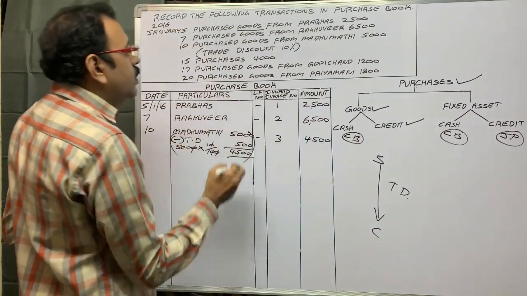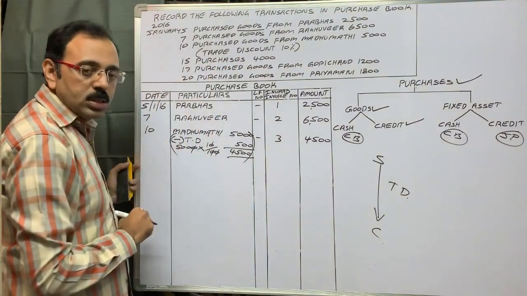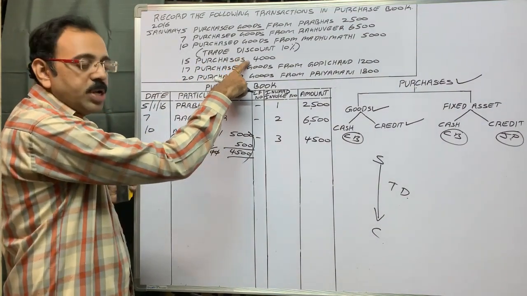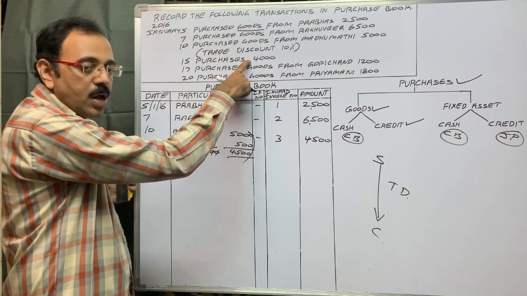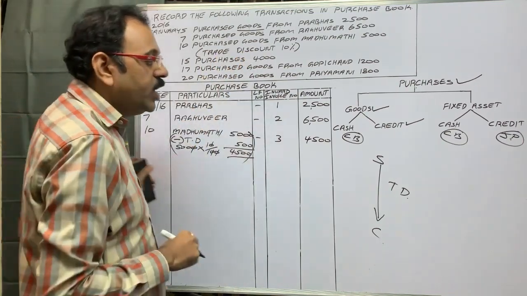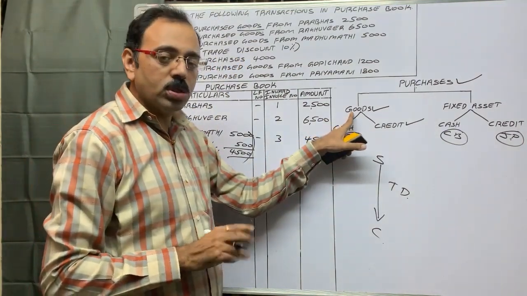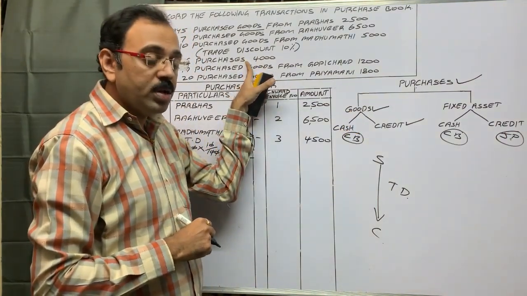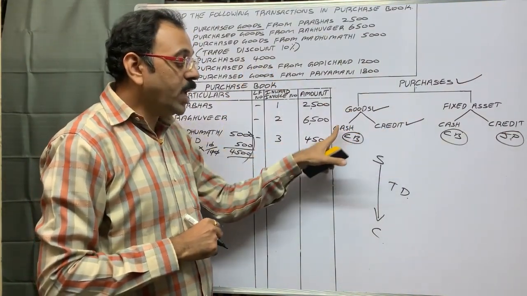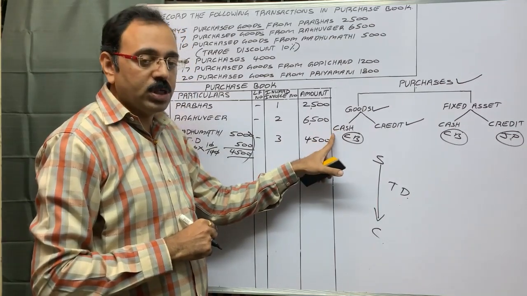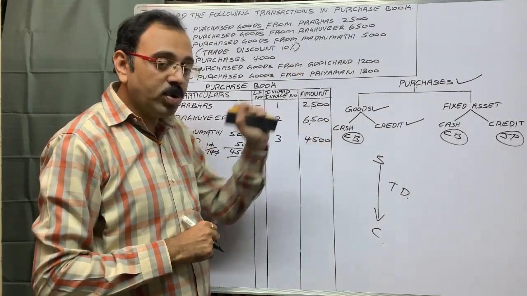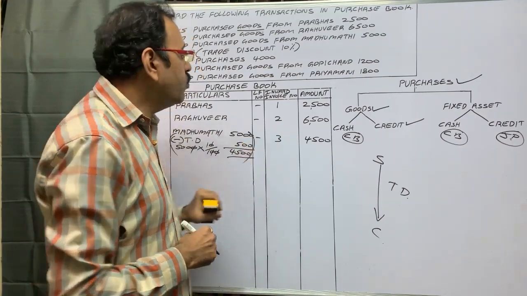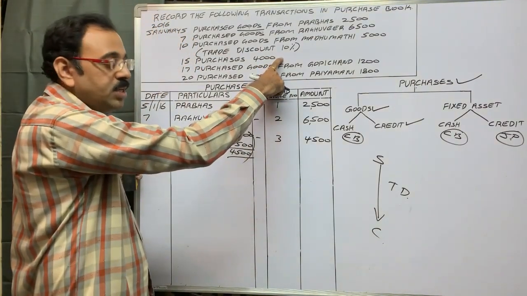Next, purchases. When nothing is mentioned regarding the article, then what is the meaning of that? We purchased goods. Okay. But the supplier name is not given. Means credit purchase or cash purchase? Cash purchase. It goes in the cash book, no? Not here. Therefore, ignore this transaction.